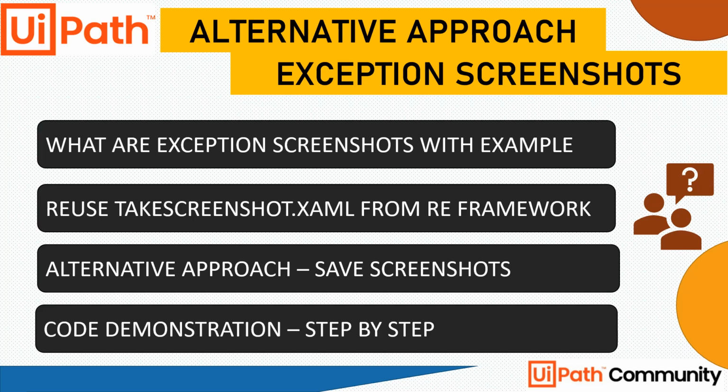Post that, we have seen the alternative approach where we were able to save the exception screenshot embedded in an Excel for a better view of the transaction or the exception history. After that, we have seen the invoke code activity, which we have demonstrated, showing how invoke code activity can be useful to embed an image inside an Excel sheet, and all of this we were able to see with the help of a demonstration. So that is all for this video.